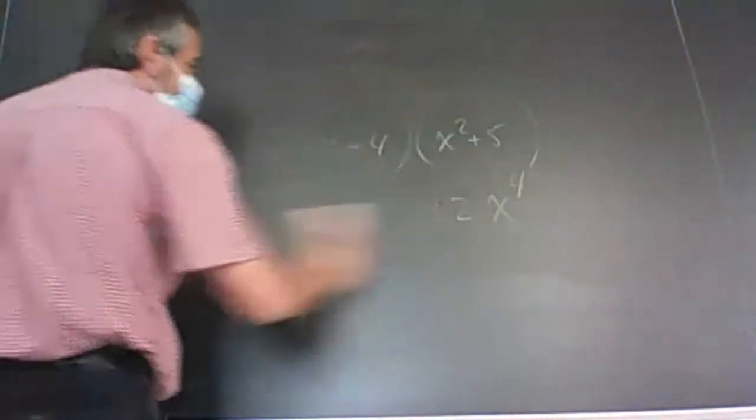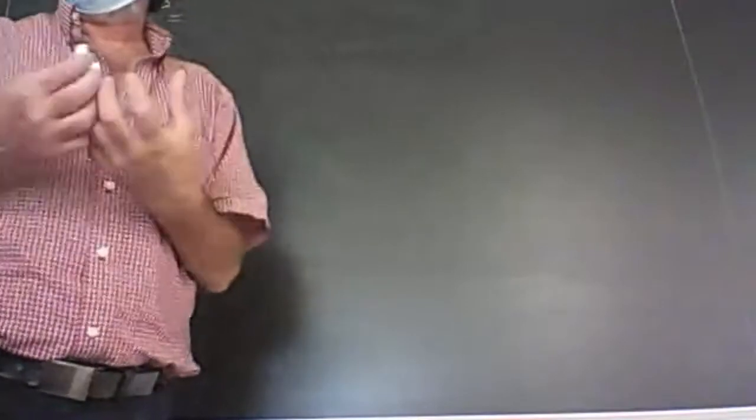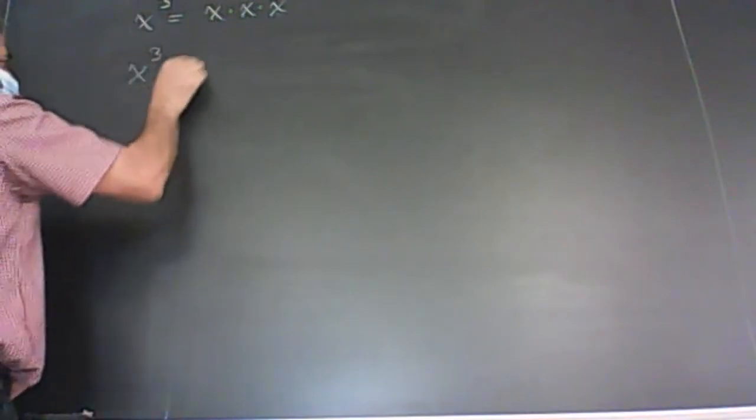So let me erase this. But in any case, this was easy. First, when I say x cubed, what does that represent? X cubed, the exponent represents multiplying the base of that exponent by itself 3 times. And in this case, the base is x. So this represents x times x times x. Okay? So now when I say, what is x cubed times, say, x squared?